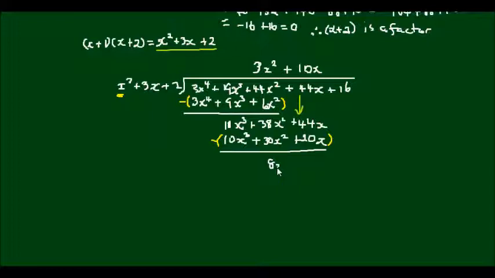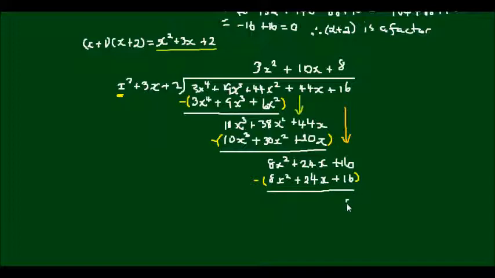Okay, so that will give me 8x squared plus 24x, and bring down this plus 16 term. So 8x squared plus 24x plus 16. Subtract the new line from the line above, and we'll get a remainder of 0.